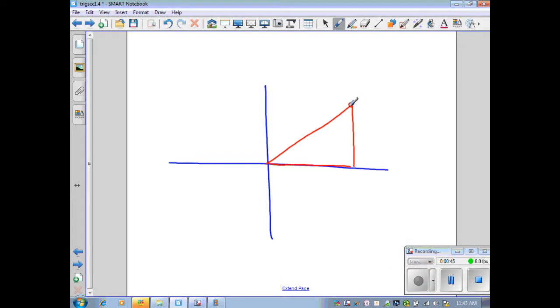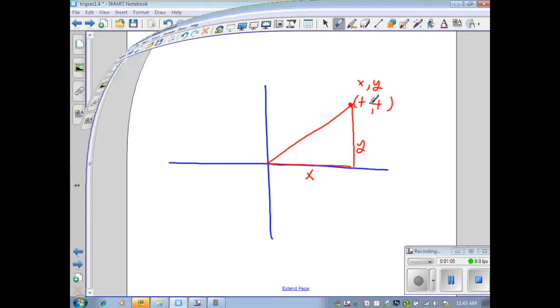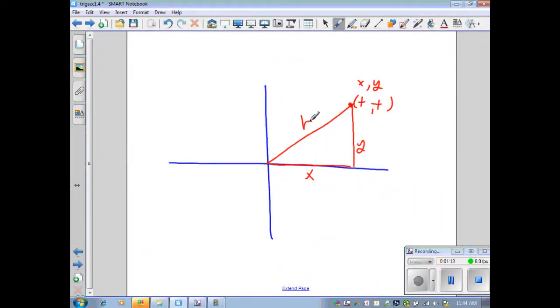When I do that, I can create a triangle that generates my x value and my y value. And my point also has an x value and a y value associated with it. In this case, since I'm in the first quadrant, my x value is positive and my y value is positive. Let's recall that my r value is the distance from the origin to the point on the terminal side. And when I'm finding the distance or the length, that's going to generate a positive value.